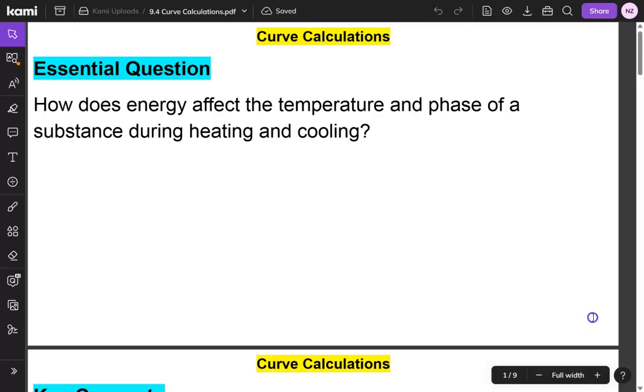In this video, we're going to go through curve calculations for heating and cooling curves. The essential question that we're going to answer is, how does energy affect the temperature and phase of a substance during heating and cooling?